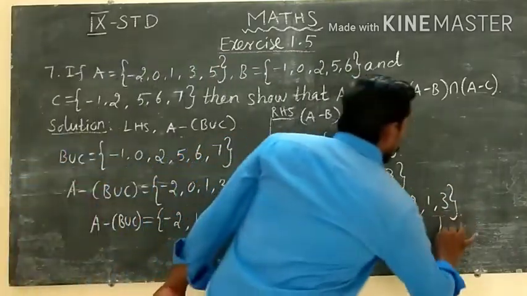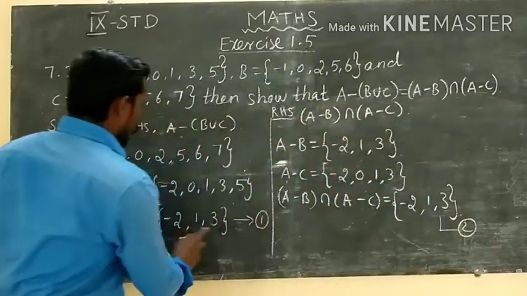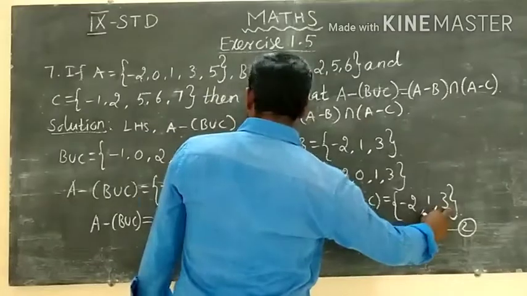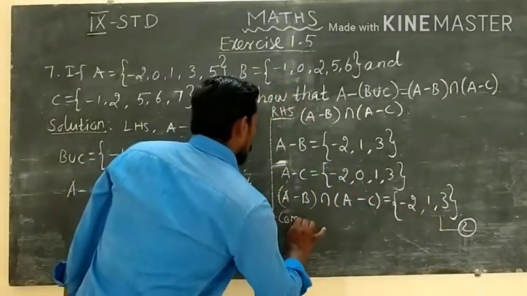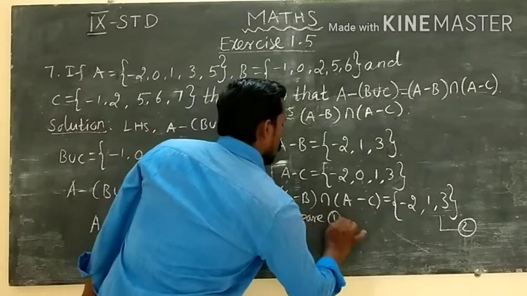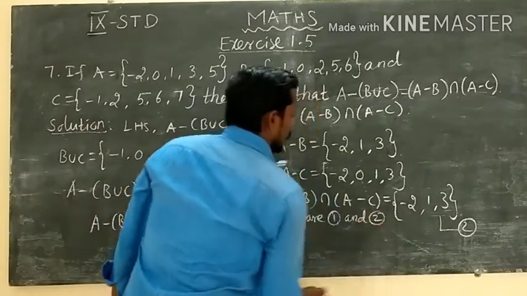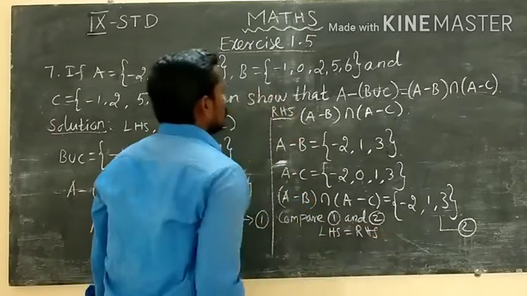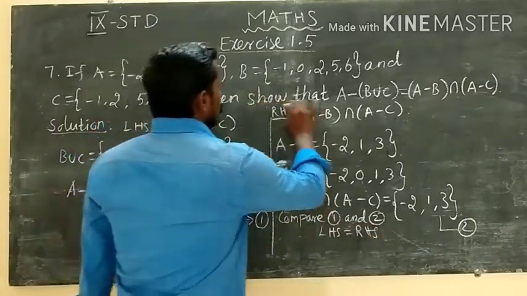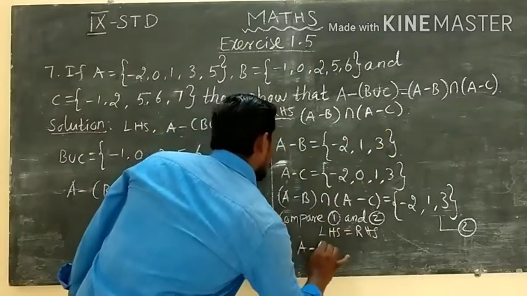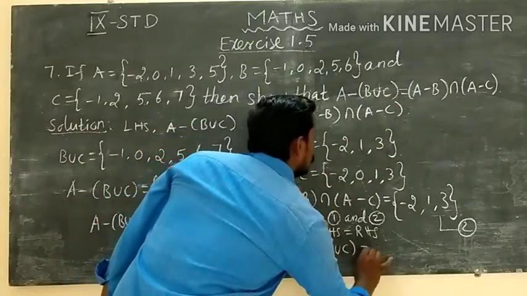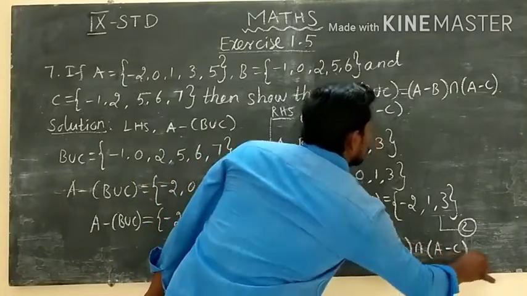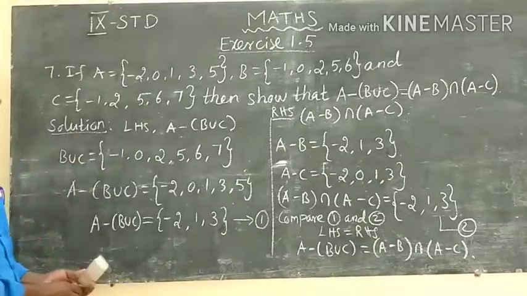This is number 2. Compare 1: -2, 1, 3, and 2: -2, 1, 3. Both are equal. So comparing 1 and 2, we get LHS equal to RHS. Hence proved: A − (B ∪ C) = (A − B) ∩ (A − C). That's your answer to the 7th question.